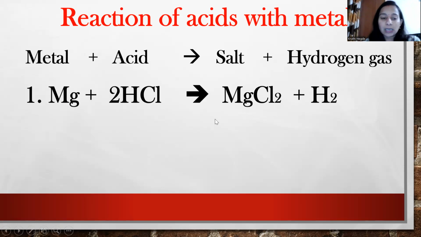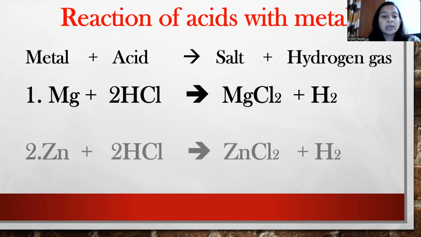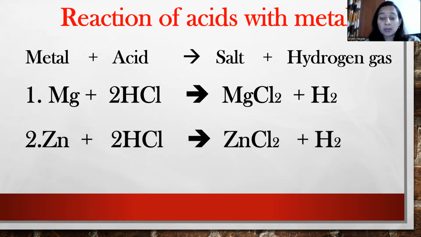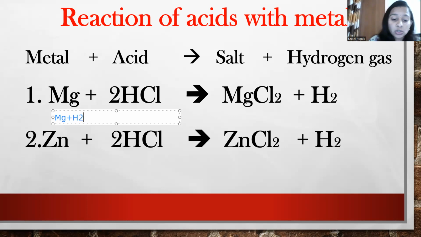Now the second one, this is for magnesium. Zinc plus HCl produces ZnCl2 plus H2. Now I'll ask a question on these two. For magnesium, Mg, I'll not give HCl, but I'll give H2SO4. What would be the product? Guess and write.